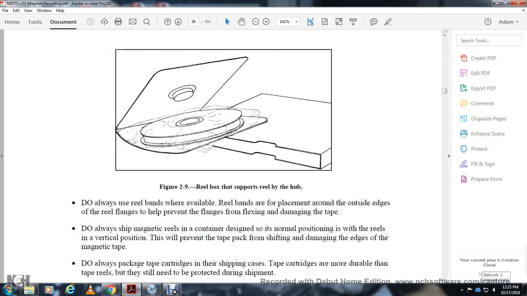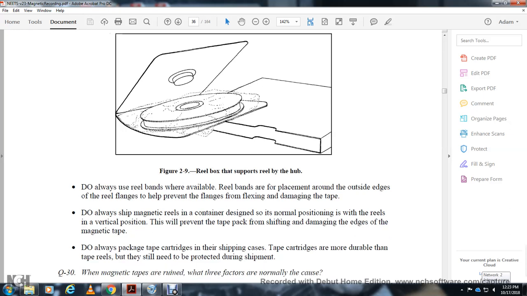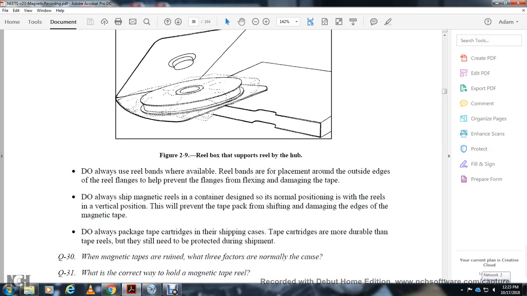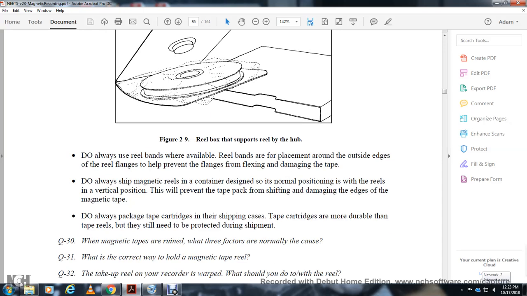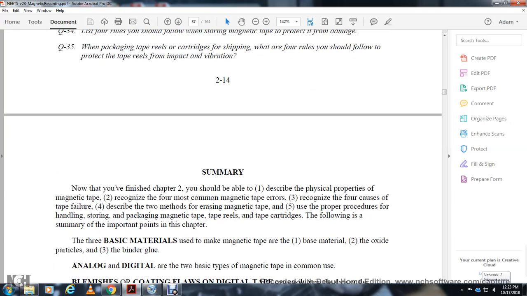Do always ship the magnetic tape reel in a container designed for the vertical position. The vertical position prevents the tape pack from shipping damage to the edge of the magnetic tape. Do always pack the tape cartridges properly too. Shipping tape cartridges is more durable than tape reels, but you still need to protect them during shipment. Chapter 2 Summary.